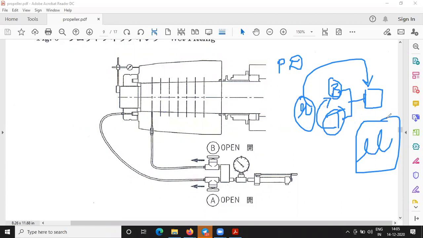Okay, sir. Now the same thing when you apply it for removal of the propeller. So fitting is done. I'll take fitting as done.